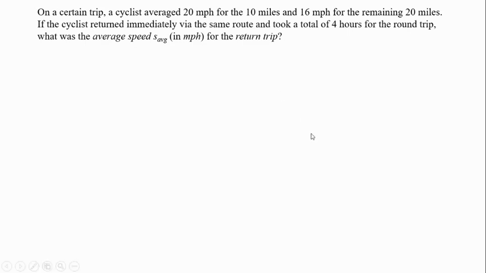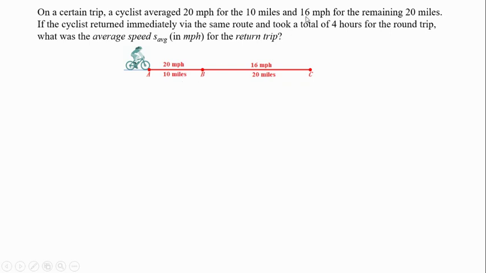I highly recommend for these types of problems, if you can't visualize it, definitely draw a diagram out. So I made one for you. As stated in the problem, there are two different segments. The first segment, the cyclist is traveling at a rate of 20 miles per hour, and that distance is 10 miles. So I made a diagram from A to B and I labeled those given quantities for you.